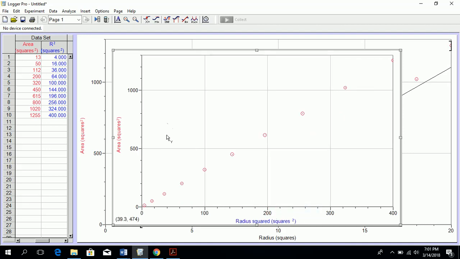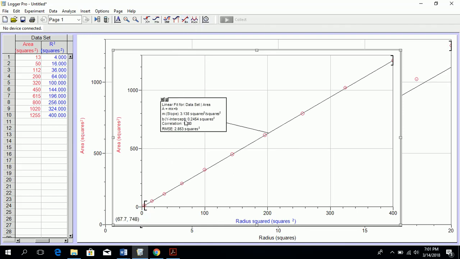Looks like my straight line data. I can fit to that. Look at that correlation. Oh, 1.000. And my slope is 3.138, rounded off 3.14. Very, very nice.